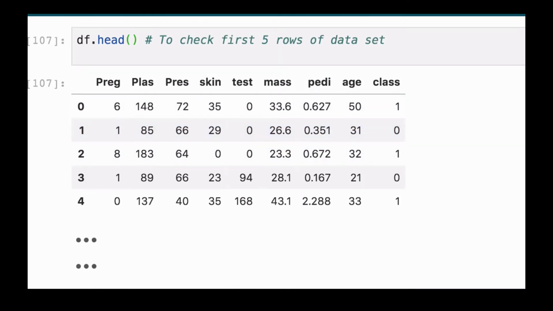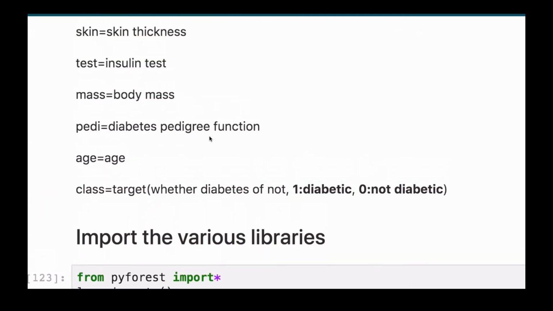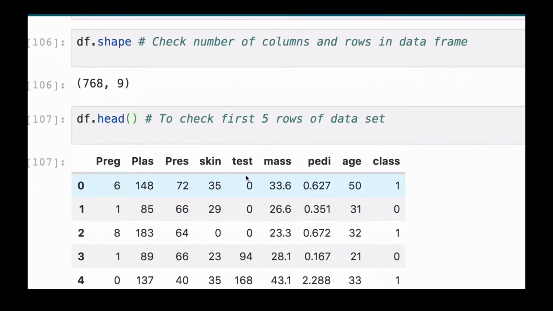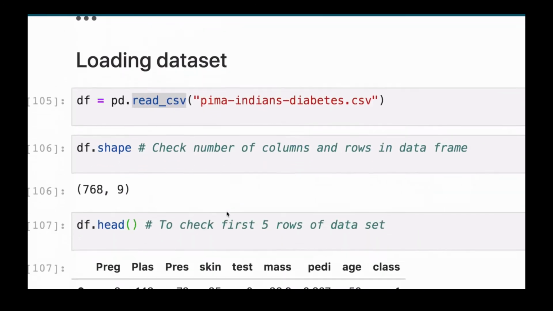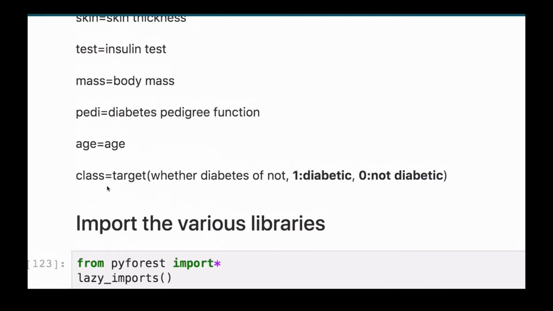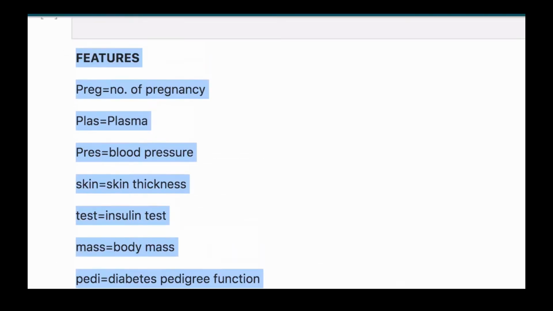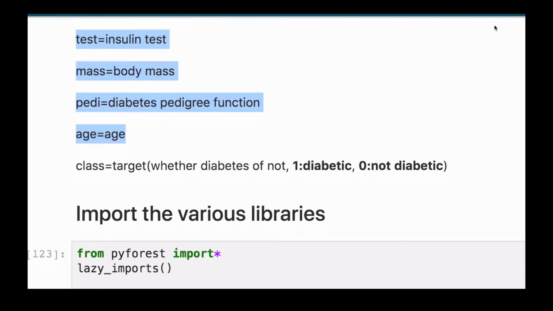And then we have pedi, and pedi represents the diabetes pedigree function. And then we have age, that is the age of the patients that come to the hospital. And then we have the class, which is our target, which we are going to base on all these other features to help us predict this class. Okay, so in the class column, we have 1 as diabetic.